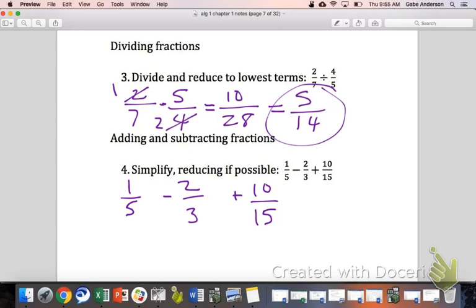So for this very first one, 1/5, what do I need to multiply that denominator by to get to 15? 3. So I'm going to go ahead and put times 3, but I can't just do that unless I also do something to the numerator, right? I've got to do the same thing. So if I multiply the bottom by 3, I've got to multiply the top by 3. That gives me 3/15.